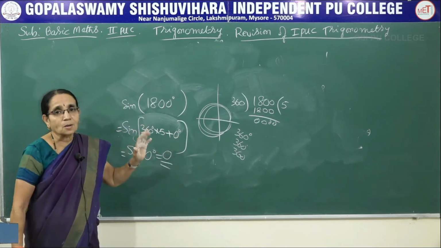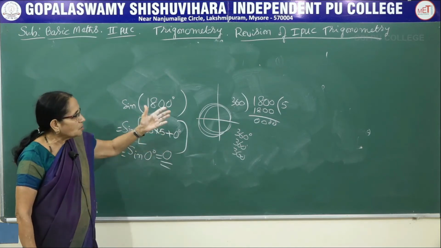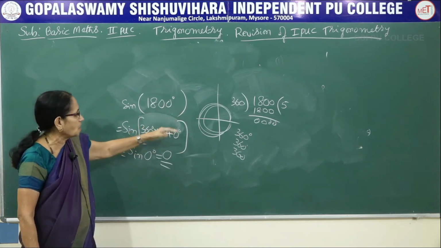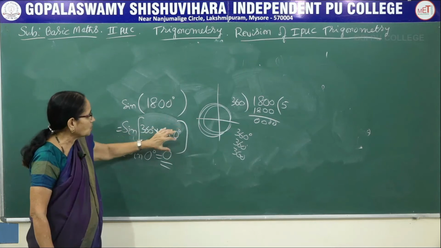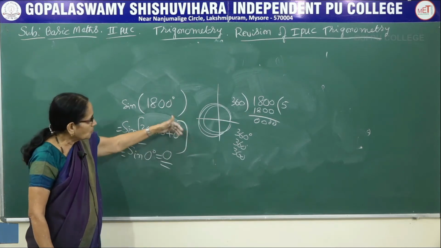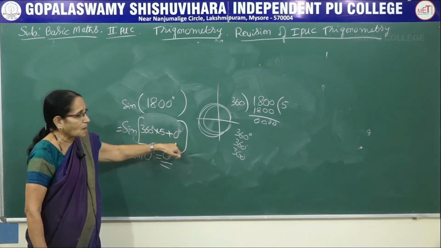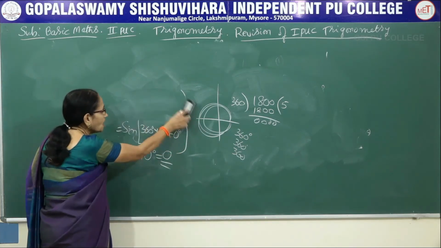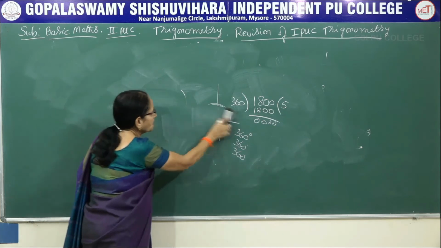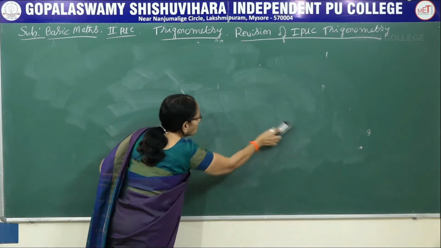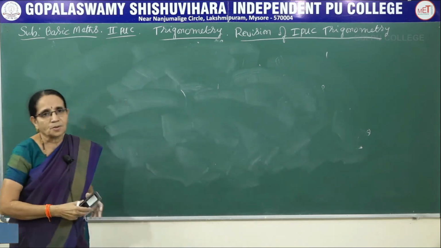Therefore, if the angle crosses 360 degrees, divide that number by 360 and consider whatever remains there. For that remainder, you have to consider that angle. Then you have to write the exact value of the remainder when you do the division of the number by 360.